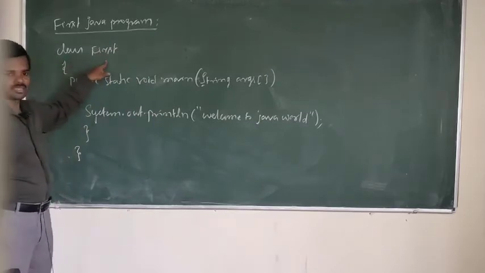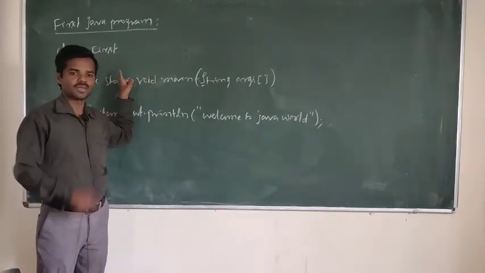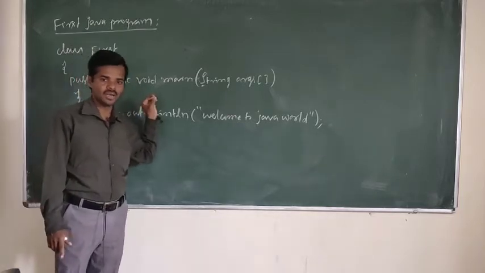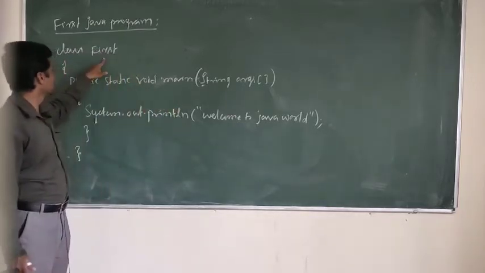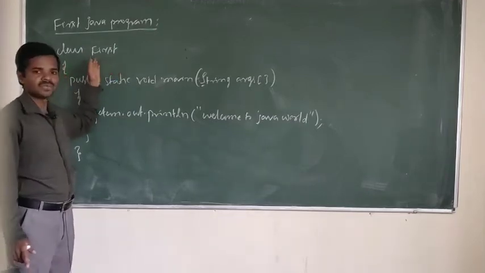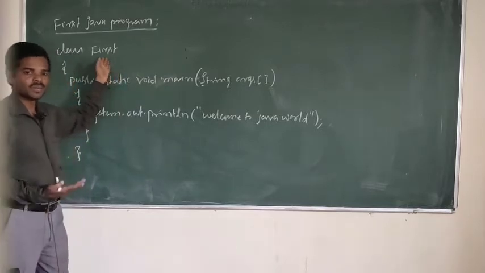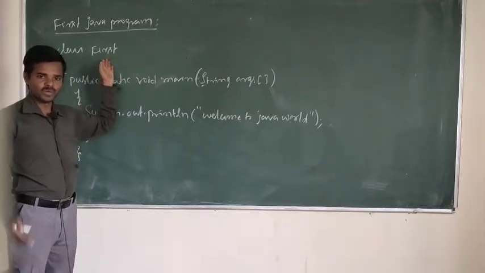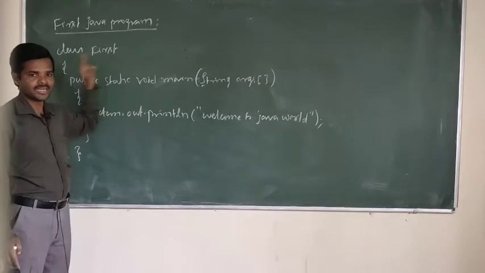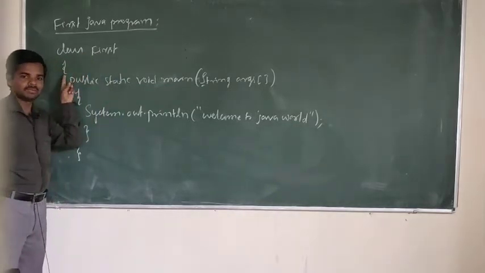See, class name. I already told you every Java program will start with a class. Everything we write goes inside the class. Class is a keyword followed by the class name. You can give any name for the class by following the identifier rules. Then the class begins. A class always starts with an open curly brace.